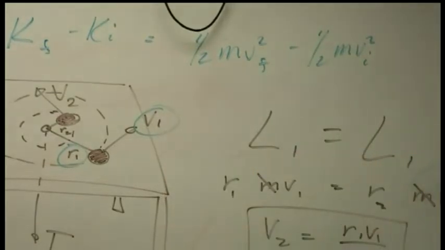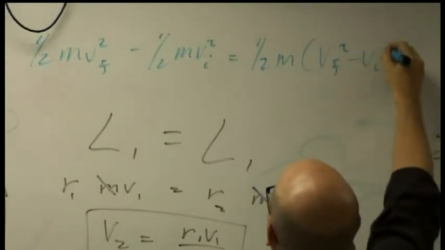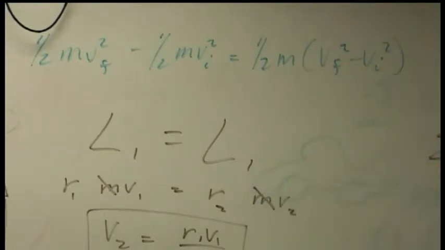This is not the way I work it, but it should work. So I get 1/2 m times v final squared minus v initial squared. Okay, what's our initial velocity? Our initial velocity is V1, so v1 squared. What's our final velocity? R1 V1 over R2, so R1 V1 over R2 squared.